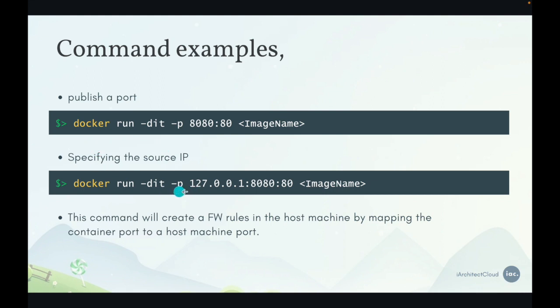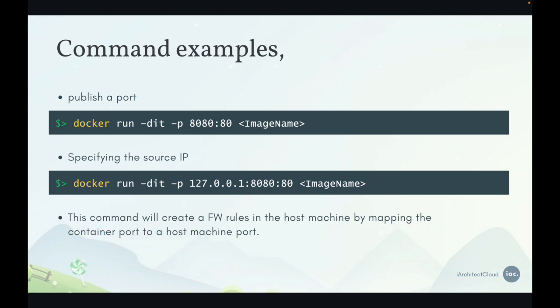So if you want to specify the source IP, that is also possible. You can just simply use the source IP along with the port details, 127.0.0.1:8080:80. In this case, only the requests coming from the host machine will be allowed on port 8080. What this command does is it will create the necessary firewall rules in the host machine, mapping the container port to the host machine port.